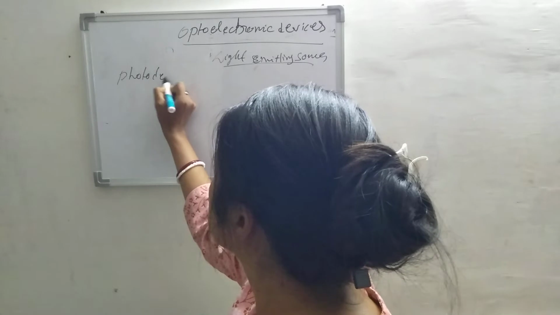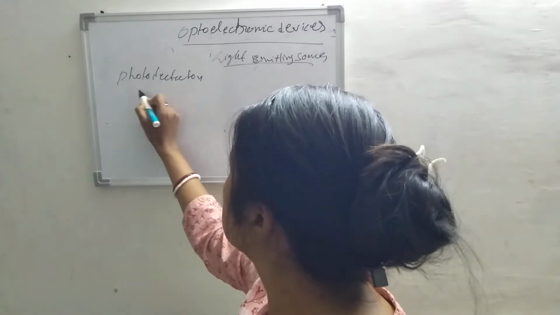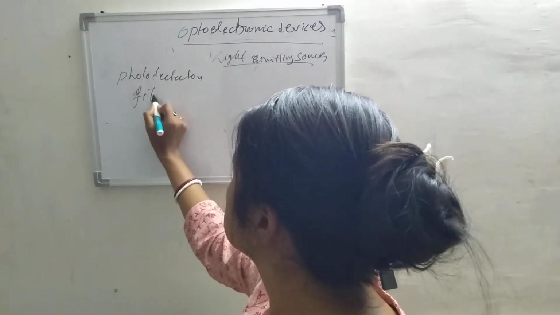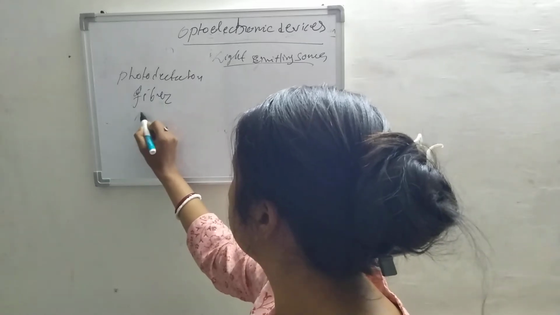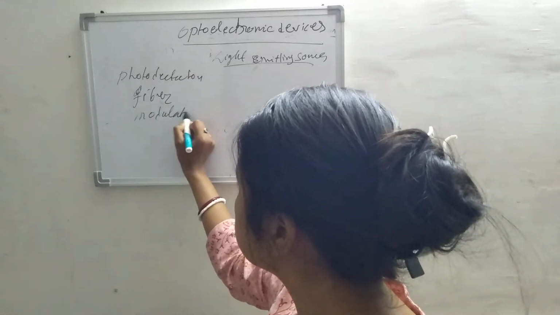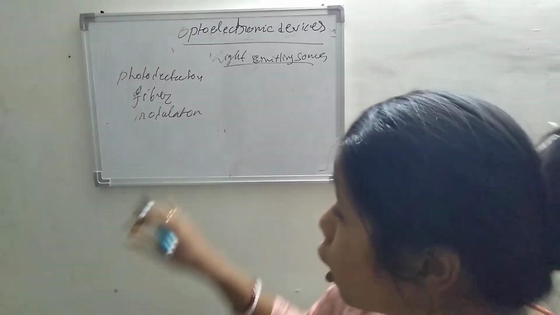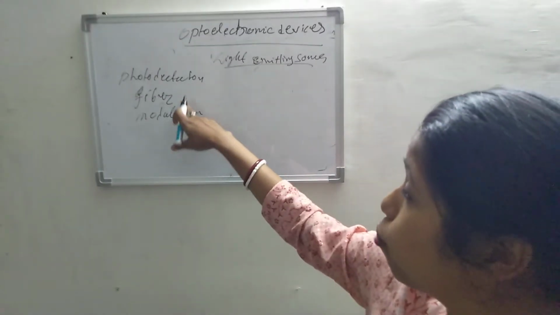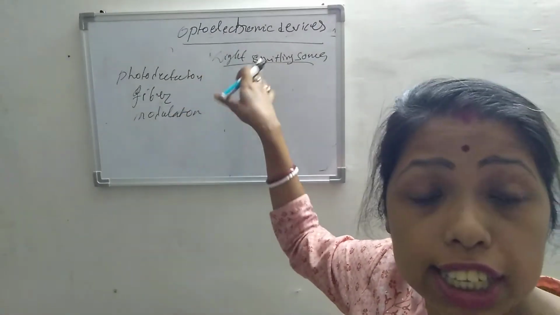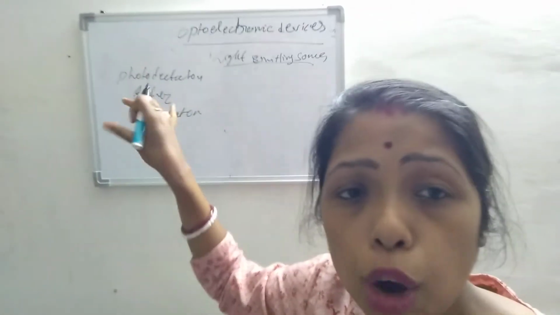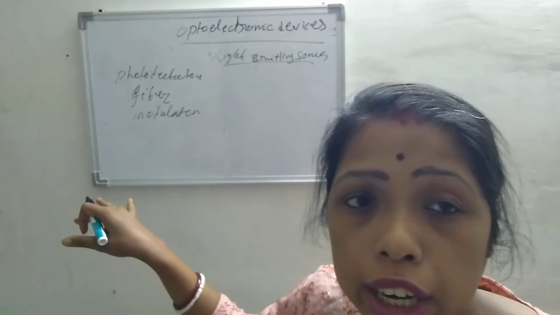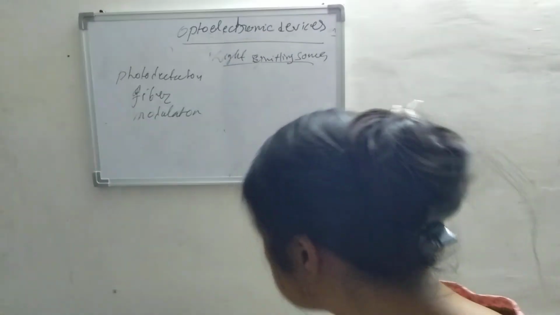Photodetector, fiber, then modulator, filter and so on. But the optical fiber, photodetector and light emitting sources, these three components are the most important if you design an optical communication system.